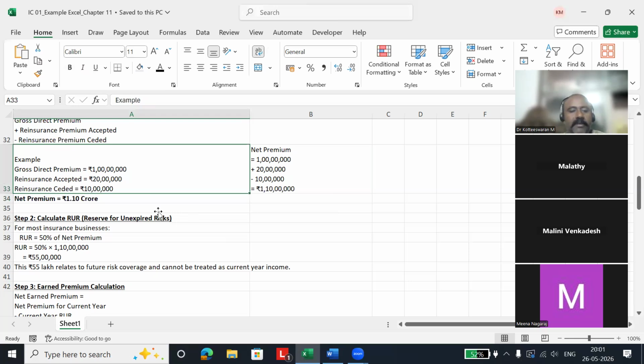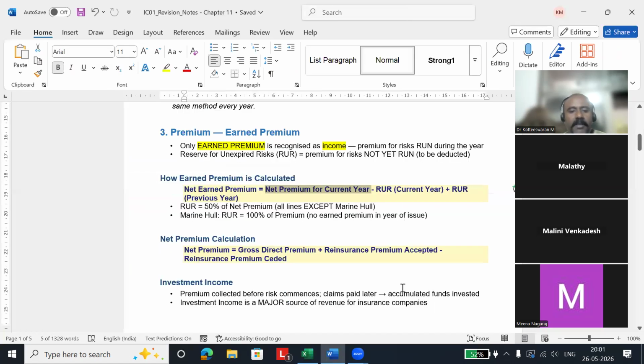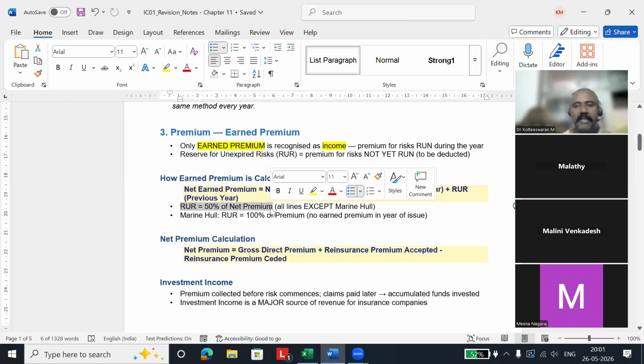Then we are going to calculate the RUR. So RUR is usually 50% of net premium. This is a standard calculation. எல்லா பாலிசிக்குமே RUR is 50% of net premium. Marine மட்டும் 100% of RUR.